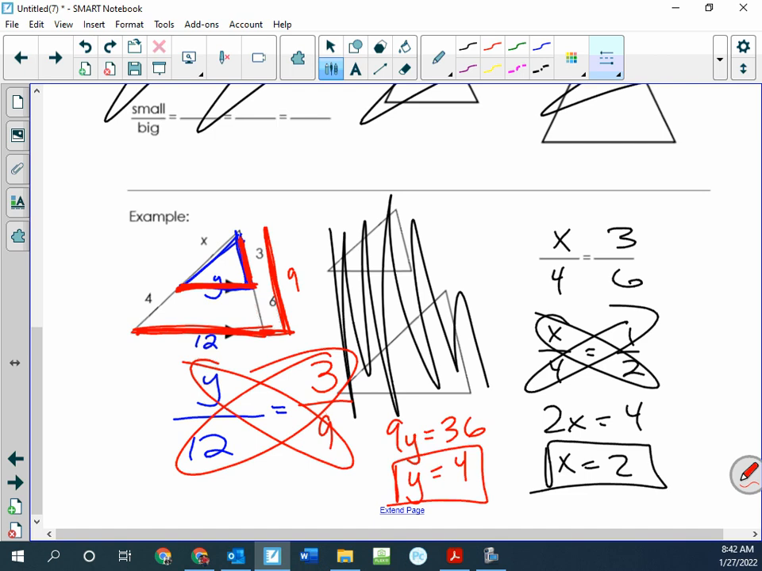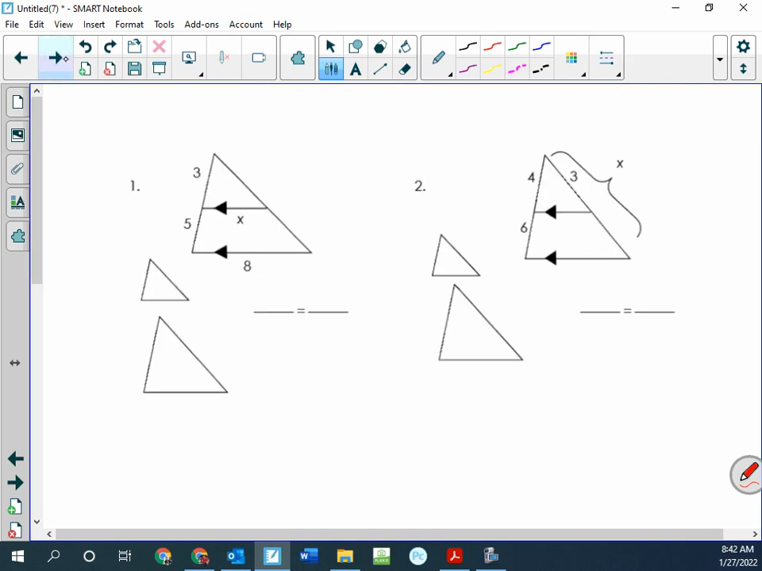Okay. Let's look at the next page. Okay. So this one's very similar. X is the bottom of the small triangle. So what could X go with? 8. Okay? So X goes with 2 numbers on this triangle here. What else does X go with?